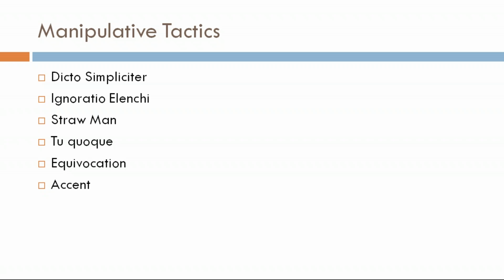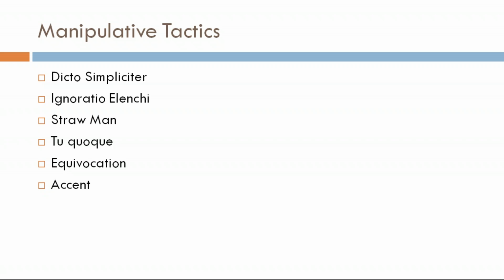Wrong emphasis on the wrong syllable. Now, quoting or emphasizing something out of context can be a manipulative tactic. For example, the captain was sober today. What does that imply? That yesterday he was a drunk. Accent.